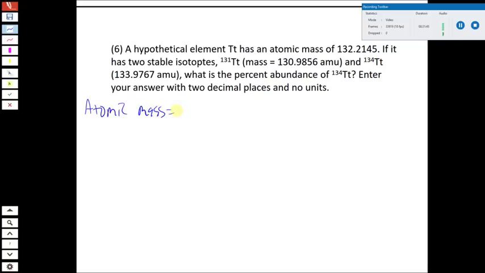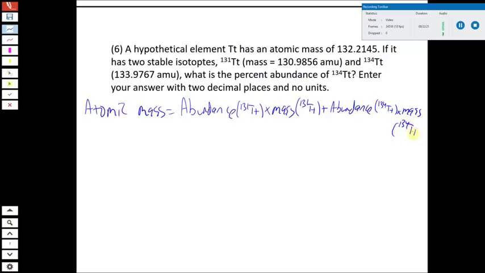the abundance of each isotope, the fractional abundance, multiplied by the mass. So if we have two isotopes, A and B, or in this case, 131 and 134, it's going to be the abundance of the 131 isotope times its mass, plus the abundance of the second isotope times its mass, 134. So here we have two isotopes, so the atomic mass is going to be the fractional abundance of each isotope multiplied by the mass. Now if we had more than two isotopes, you would just keep adding them on and on until you use up all your isotopes.